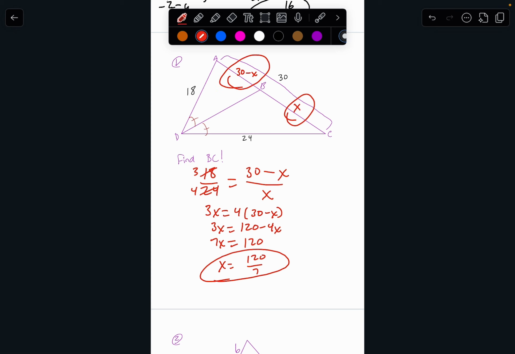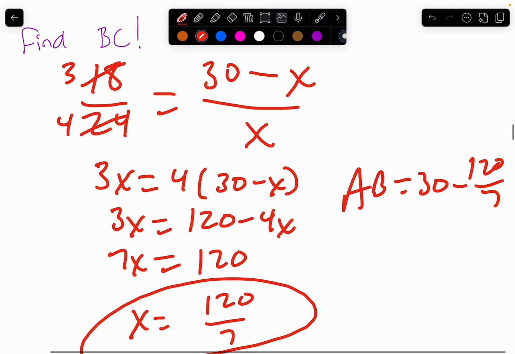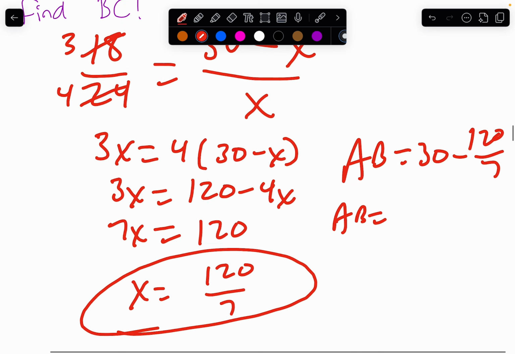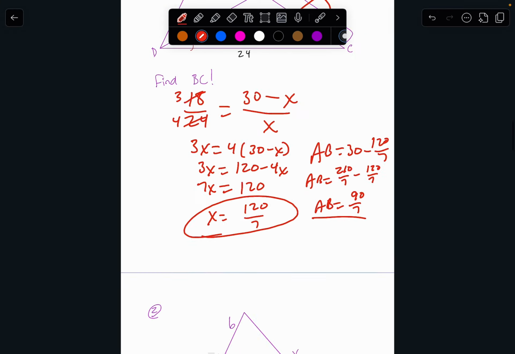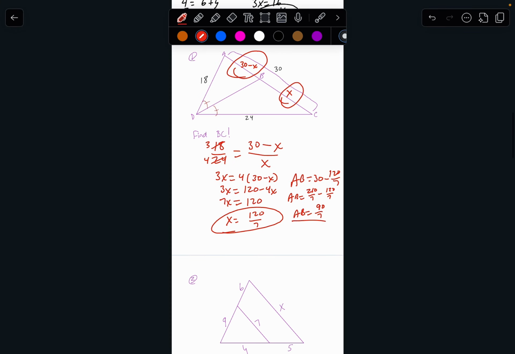If I asked you how big is AB, just to be clear, AB would equal 30 minus 120 over 7. So AB would equal 210 over 7 minus 120 over 7. AB would equal 90 over 7. I did not ask for that, but if you had to get it, that's how you would do it.